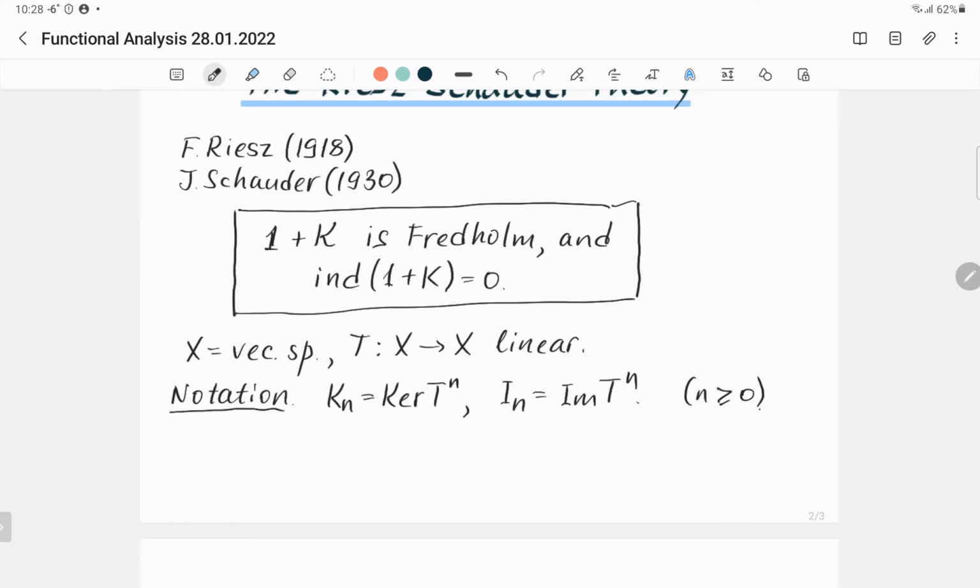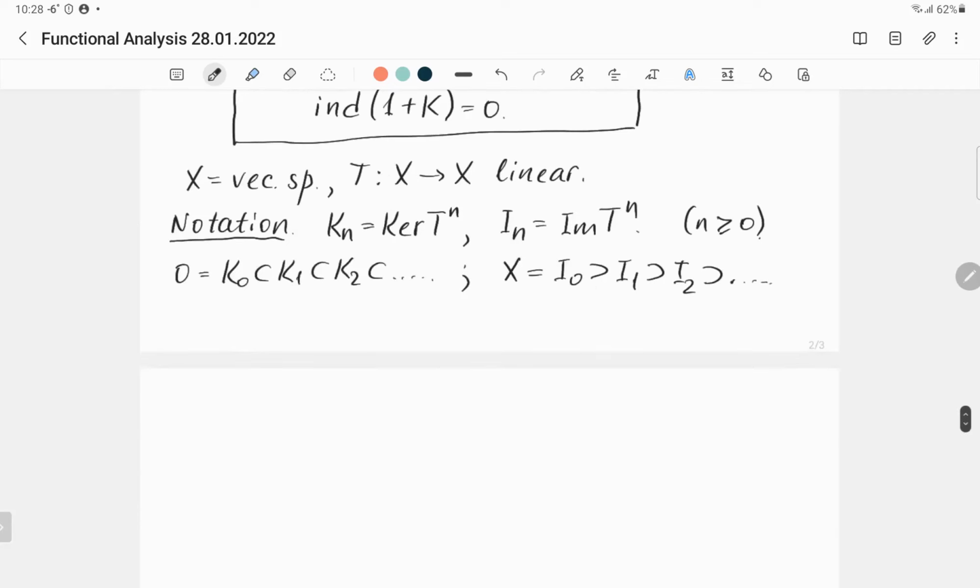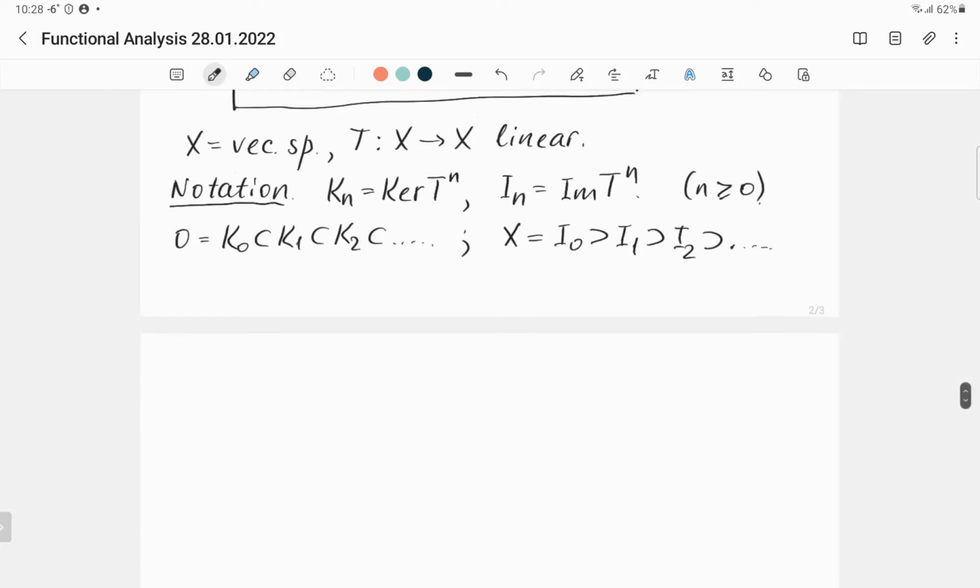So we obtain two chains of vector subspaces. The ascending chain of the kernels and the descending chain of the images. And it can happen that some of them stabilizes at some step. And there is a special terminology for this phenomenon.